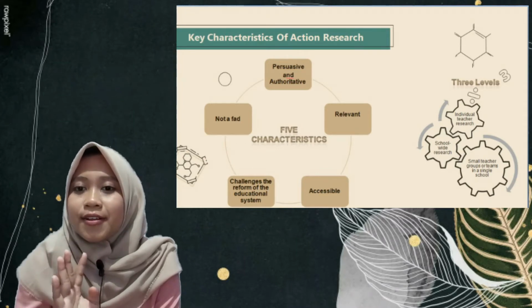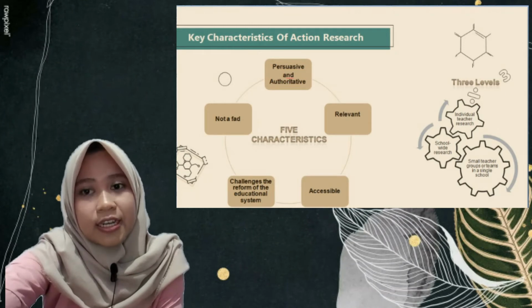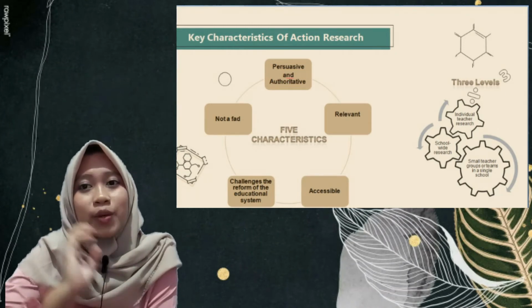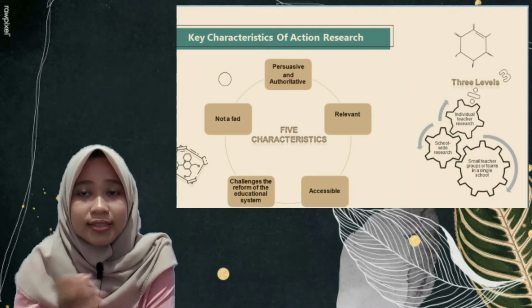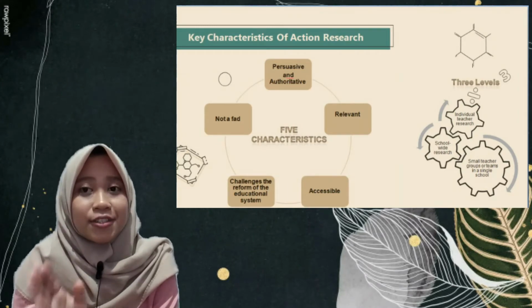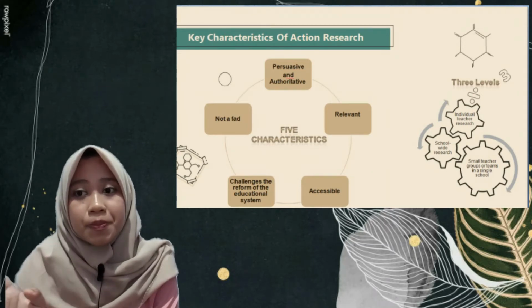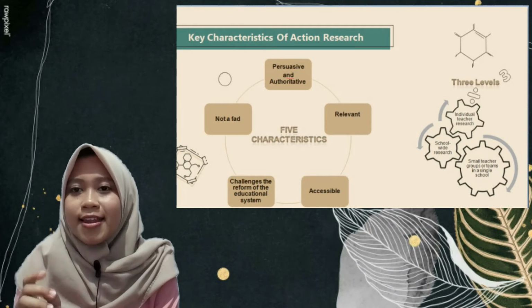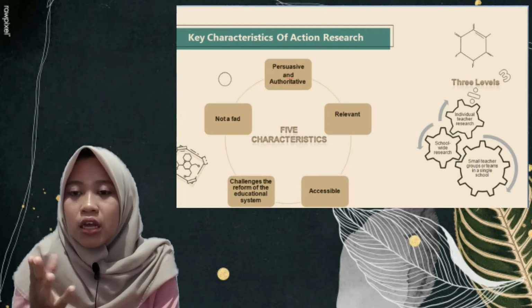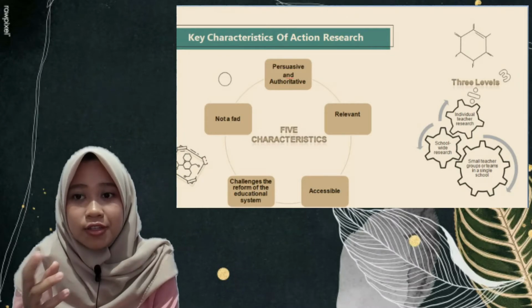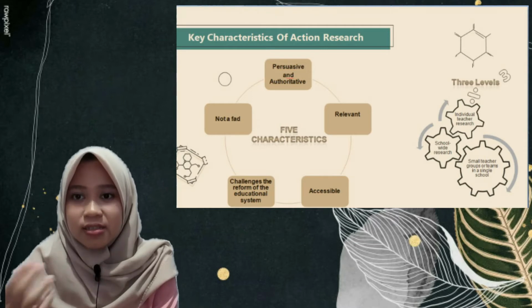The key characteristics of action research and the level. Okay, there are 5 characteristics in action research. The first is persuasive and authoritative. That is, teachers develop solutions to their own problems. And then number 2, relevant. The focus is on issues of concern to teachers, not educational researchers.